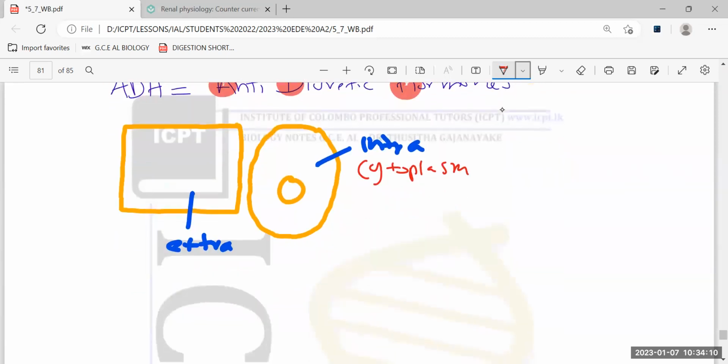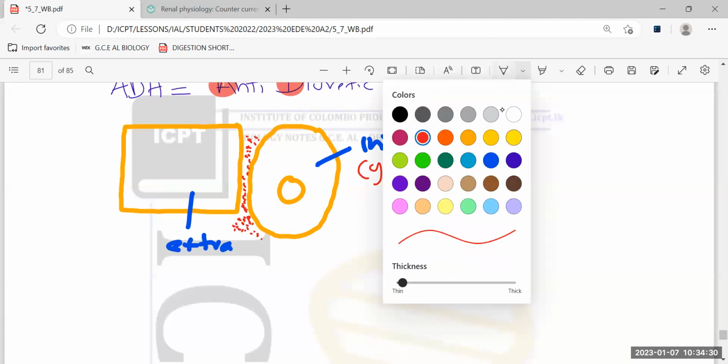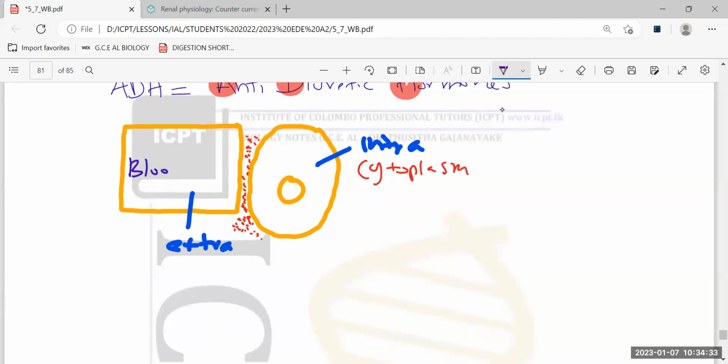So, what are the components? The fluid between the blood and the cells. Let's assume this is the blood and the plasma. So we can call this a tissue fluid.